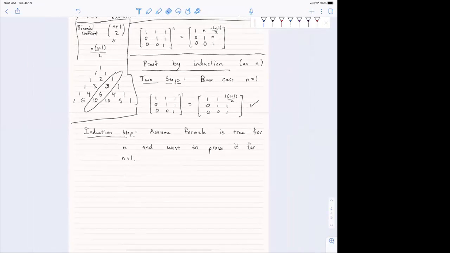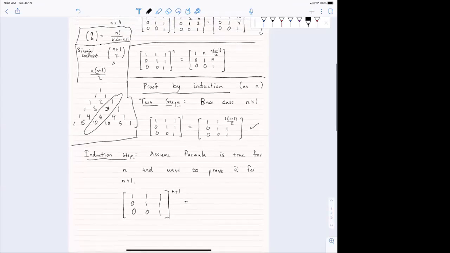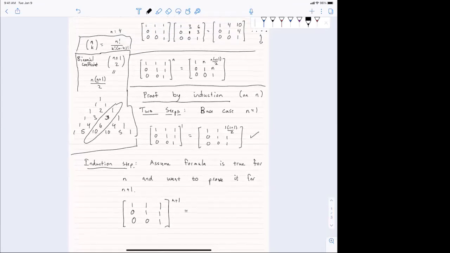But you don't just write down the left-hand side, you've got to actually do something. What you have to do in this case is just compute. So here I have the left-hand side of the formula for n plus 1. And again, do not just write down the right-hand side for n plus 1. Rather, let's take a look at what we're doing here.